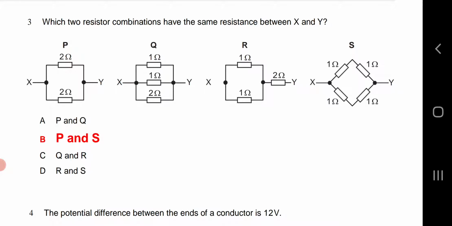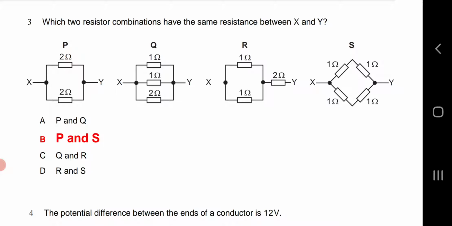Question number 3. Which two resistor combinations have the same resistance between X and Y? If you see combinations P and S, the upper branch of P has 2 ohm, the upper branch of S also has 1 plus 1 is equal to 2 between X and Y. The lower branch of P has 2 ohm, and the lower branch of S also has 1 plus 1 is equal to 2 ohm. So P and S are identical.